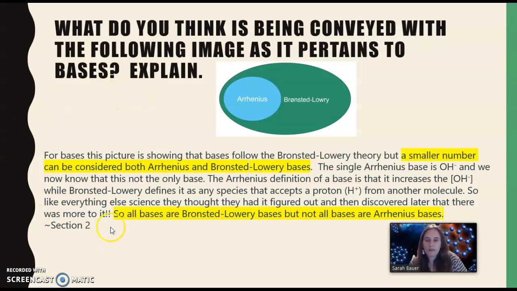And then this sentence here at the bottom: all bases are Bronsted-Lowry bases, but not all bases are Arrhenius. So if you fit into the Arrhenius category, you automatically also fit into Bronsted-Lowry, but not necessarily the other way around. And the most common example for that is ammonia, NH3. NH3 is a Bronsted-Lowry base in that it can accept a proton to make ammonium, NH4 with a positive charge, but it doesn't meet the Arrhenius definition because the Arrhenius definition is all about that direct contribution.